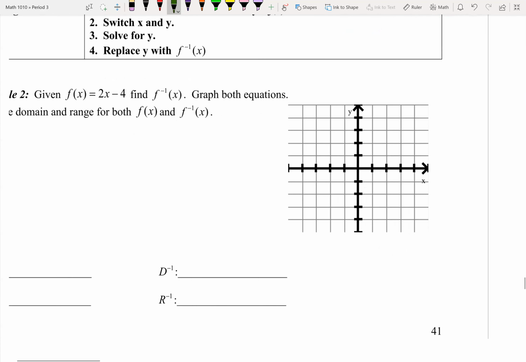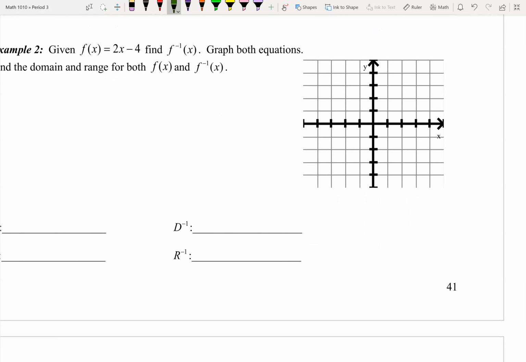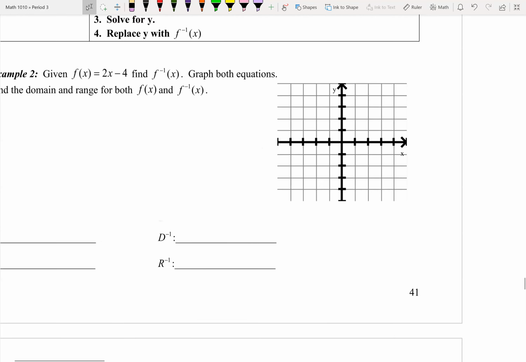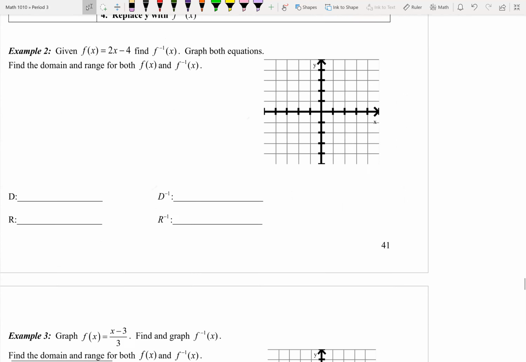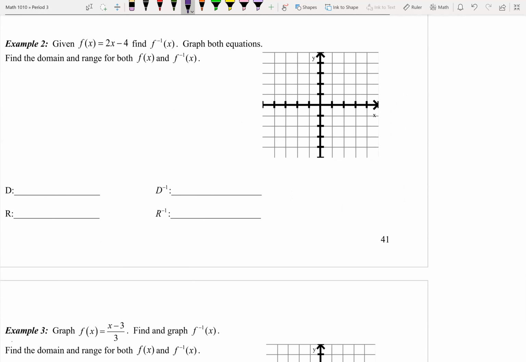Okay, so graph this and its inverse, find the domain, find the range, and so on. So I'm going to give you an order. Over here, the first thing I always want you to do is to graph the original.